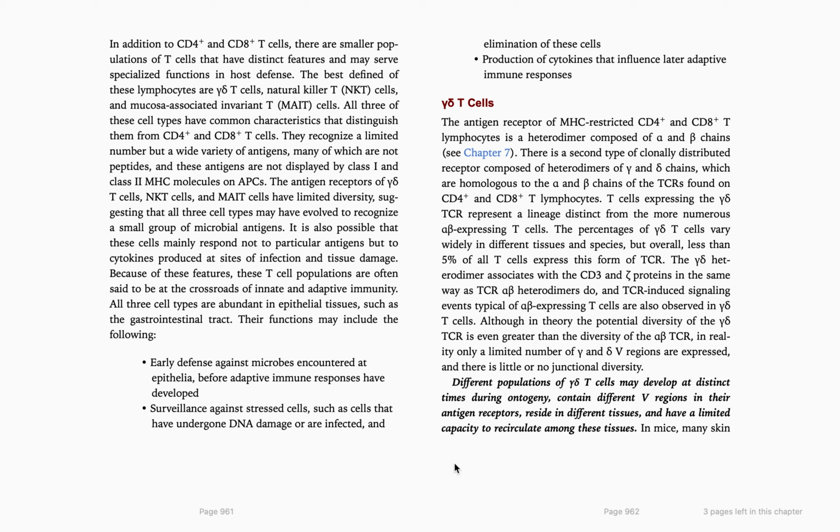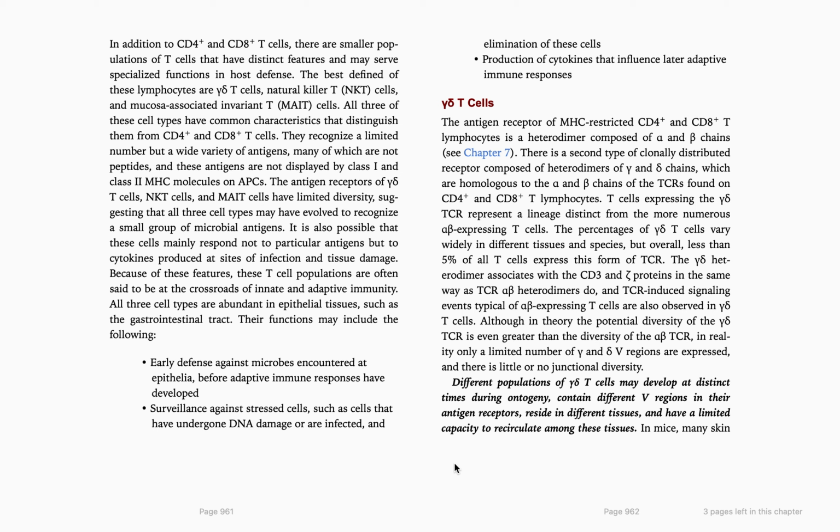There is a second type of clonally distributed receptor composed of a heterodimer of gamma and delta chains, which are homologous to the alpha and beta chains of the T cell receptor found on CD4 and CD8 T lymphocytes.